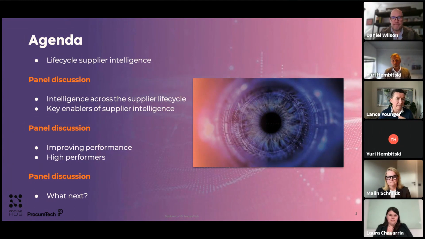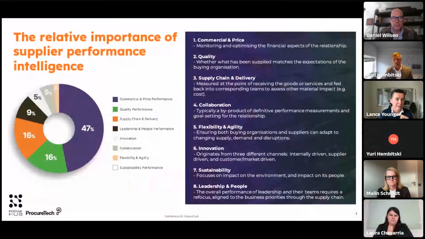So first of all, let's talk about supplier intelligence and what it is. Procurement has grown, as we know, over the last few years to cover a lot of different domains. And in turn, the data that flows from our suppliers into procurement, into the business, has expanded as well. We look at supplier intelligence and data across 8 different domains, going from the commercial and pricing information, which we all know, all the way through to the leadership and people data that sits within the supplier organizations.